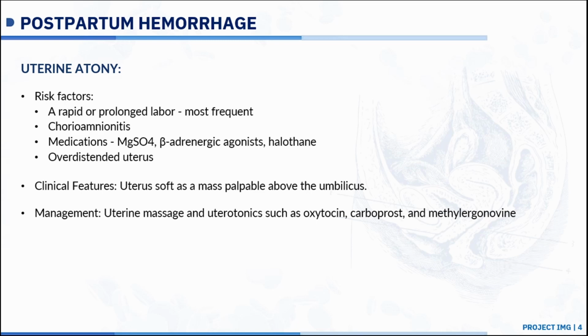Next, about uterine atony. Risk factors: a rapid or prolonged labor, the most frequent; chorioamnionitis; medications such as MgSO4, beta-adrenergic agonists, halothane; and an overdistended uterus. Clinical features: the uterus is soft, and a mass is palpable above the umbilicus. Management: uterine massage and uterotonics such as oxytocin, carboprost, or methylergonovine.